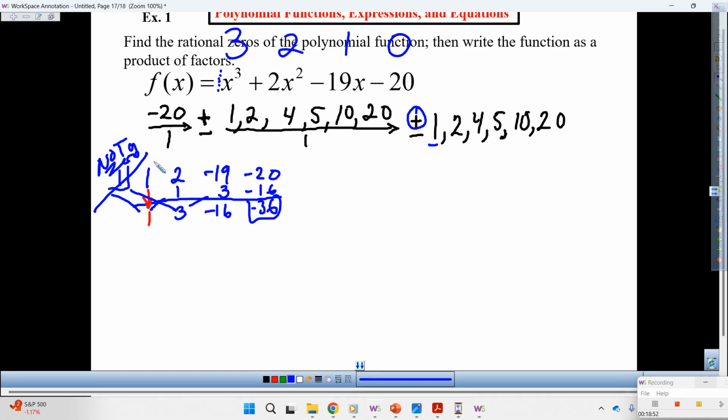What does that mean, Mr. Q? That the remainder has to be a what? A 0. So now we tried positive 1. Where am I going next? Negative 1. So I'm going to write negative 1. Same values, 1, 2, negative 19, and negative 20.